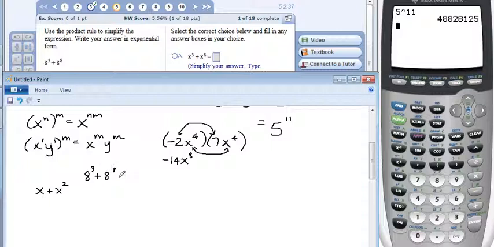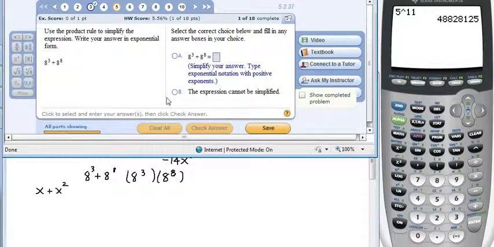Now if this was multiplication, oops, that's supposed to be an 8. Now we can say that's 8 to the 11th power. We add exponents, right? But not when we add the terms. So this one cannot be simplified.